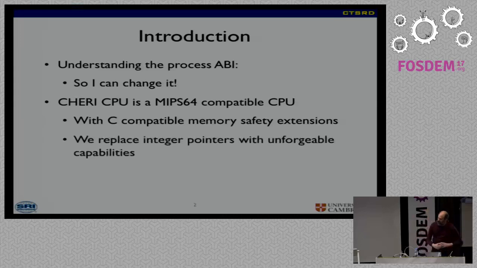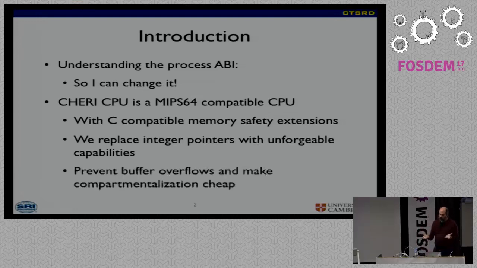Just a few more things about our architecture. We replace integer pointers with unforgeable capabilities. This means that you can't materialize pointers out of thin air. If you're, say, the author of libcurl, you can't download them off the internet by accident and run them. Things like that. And as I said before, we prevent buffer overflows, and we also make compartmentalization extremely cheap. We'd like to be able to go from current compartmentalization, where something like Chrome or Firefox has a process per tab, to having 1 million compartments in your web browser. So that's just an aside. When I mention CHERI throughout the talk, that's what I'm talking about.